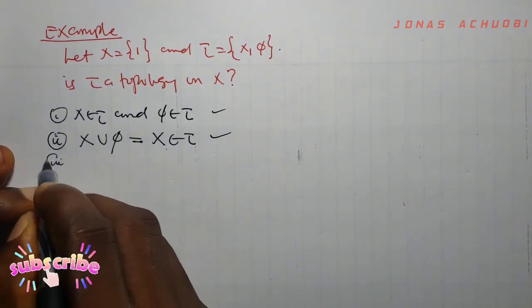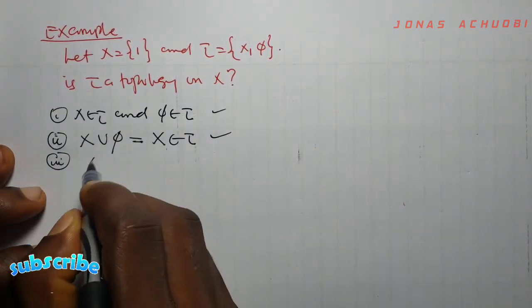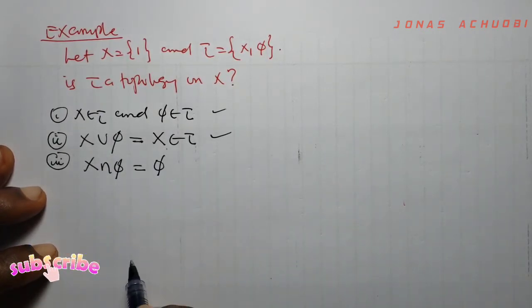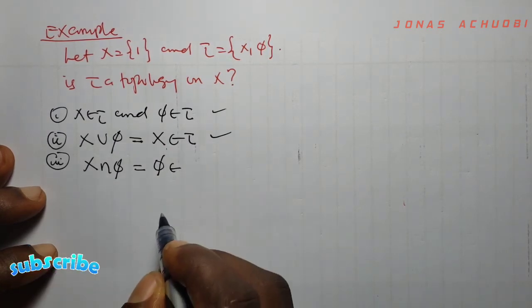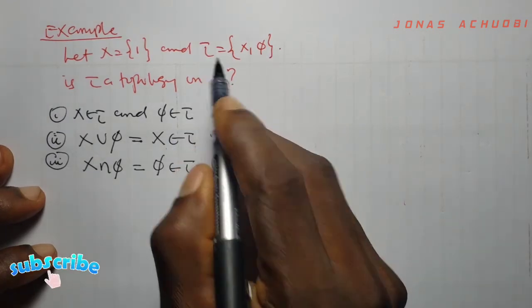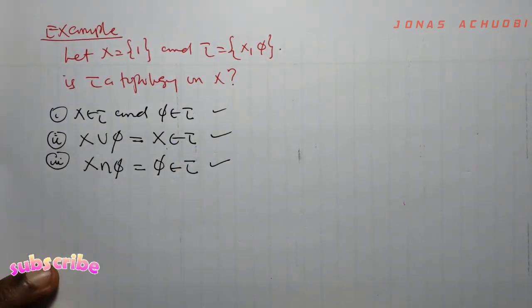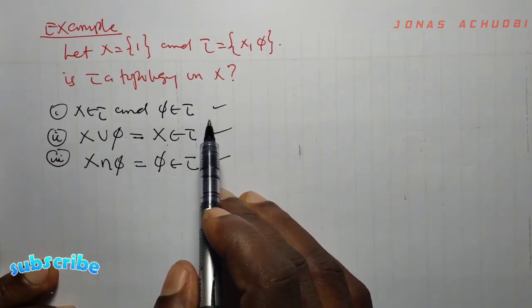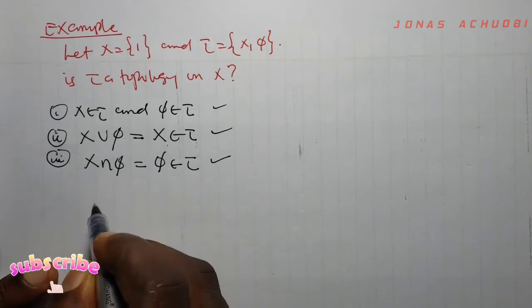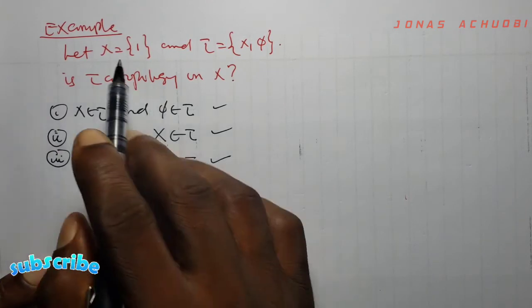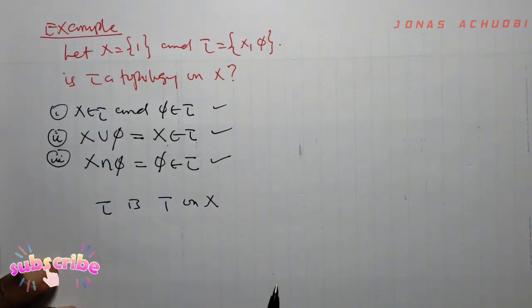The third one talks of intersection. If we intersect X and phi, what do we get? The answer is phi, the empty set. Is the empty set a member of tau? The answer again is yes, since the empty set is in tau. So the third condition is checked. So we conclude here that since the three conditions of a topology have been fulfilled, the collection tau is a topology on what? On the non-empty set what? X. The question now is this: what type of topology is it?